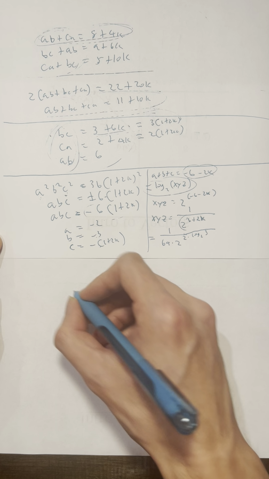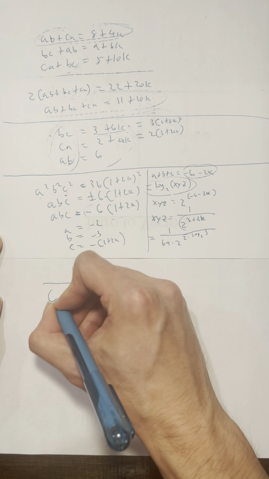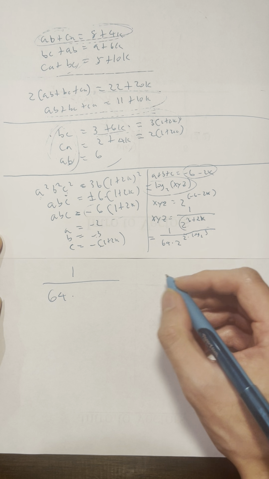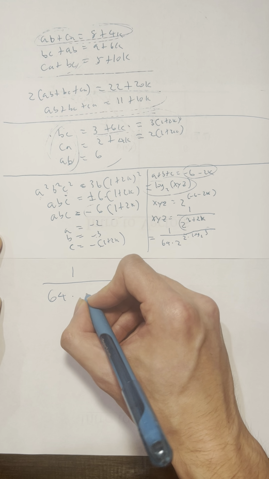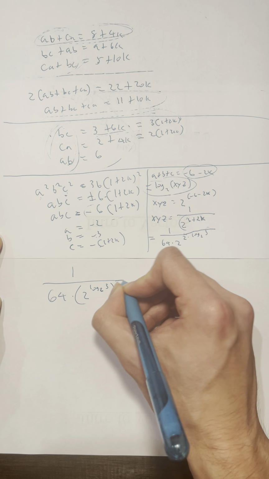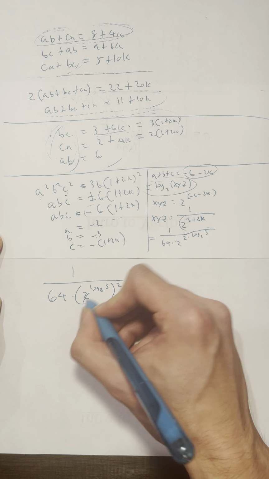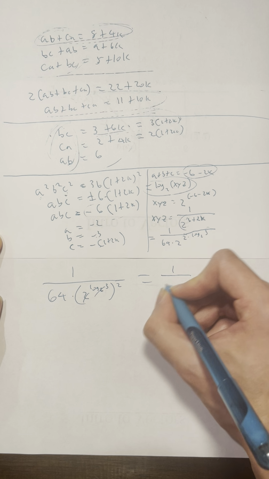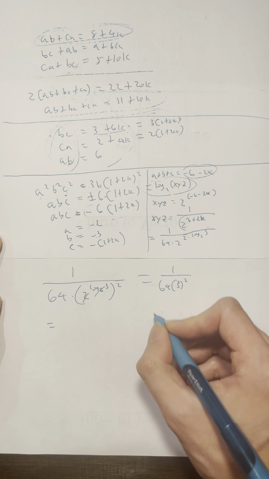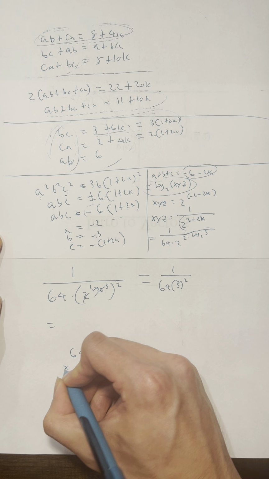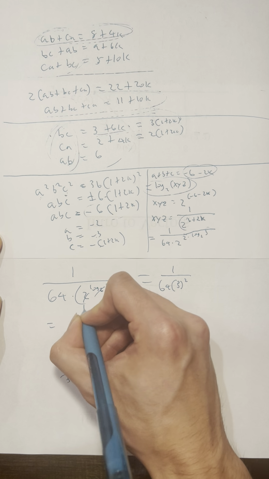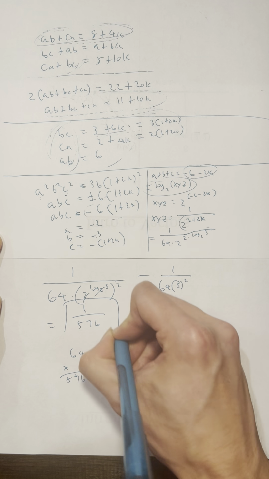So 1 over 64 times, I'm going to swap the order here to get rid of the logarithm. And I can just cross these out, and that's going to be 1 over 64 times 3 squared. So 1 over 64 times 9, 576. So 1 over 576. This is your answer.